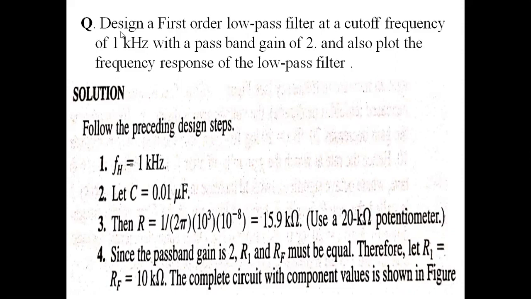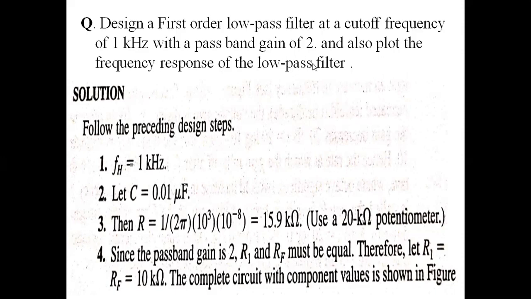The question is, design a first order low pass filter at a cutoff frequency of 1 kHz with a passband gain of 2, and also plot the frequency response of the low pass filter. Please try to understand the problem. They need the design of the first order low pass filter. The cutoff frequency is given as 1 kilohertz, and the passband gain of the filter is given as 2. They have also asked to plot the frequency response of the low pass filter.